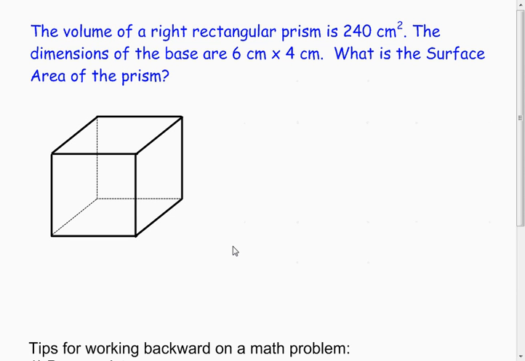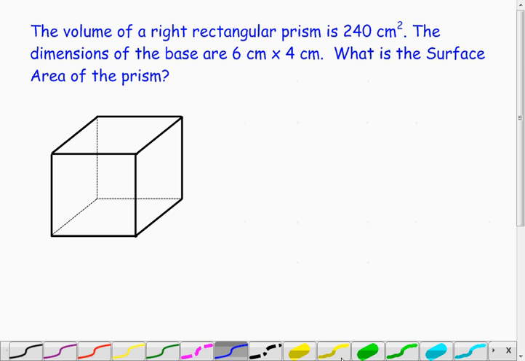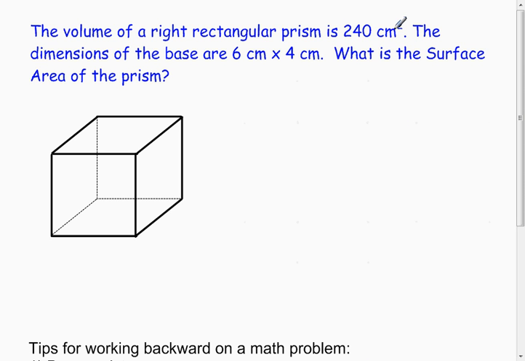Okay, so it says the volume of a right rectangular prism is 240 centimeters, and that should be cubed. That's a little mistype there. Volume is units cubed. It says the dimensions of the base are 6 by 4. What is the surface area of the prism? So I have a picture drawn here. The base dimensions are 6 by 4, and it wants to know what's the surface area.